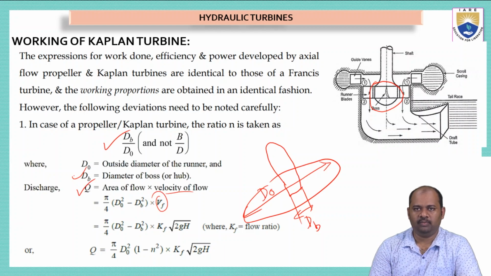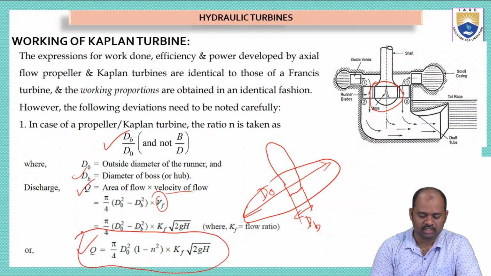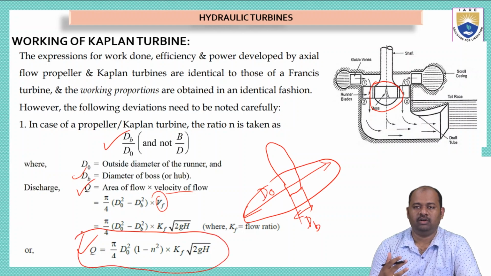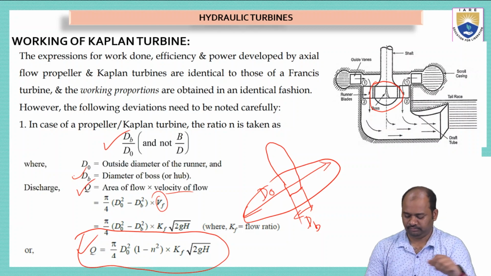Now using this formula, we will rewrite the flow velocity as Kf multiplied by root over 2gh, where g stands for gravity and h stands for head. And from this we can calculate Q is equal to pi by 4 d naught square into 1 minus n square multiplied by k suffix f root over 2gh. So this is the formula for discharge of water that is coming out of the turbine, like Kaplan turbine.